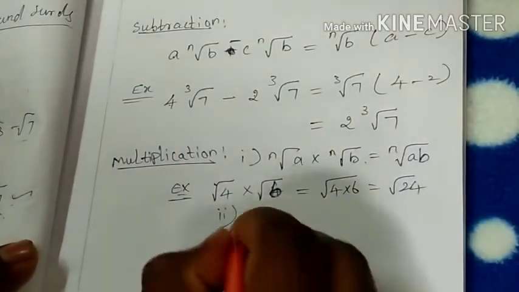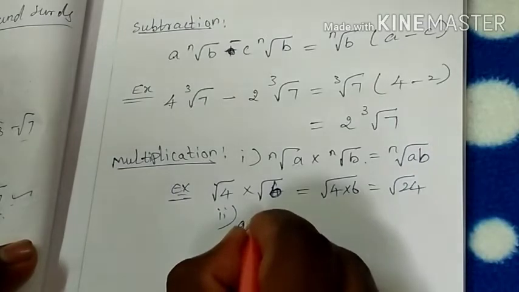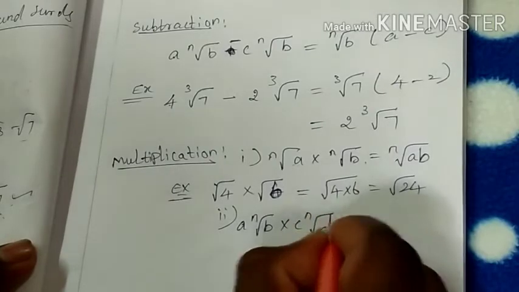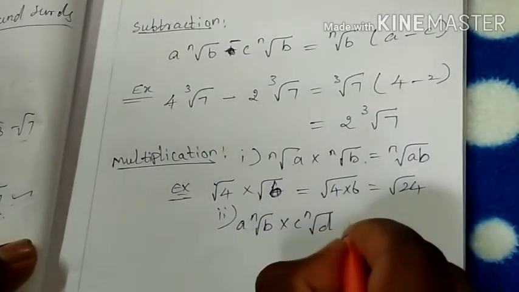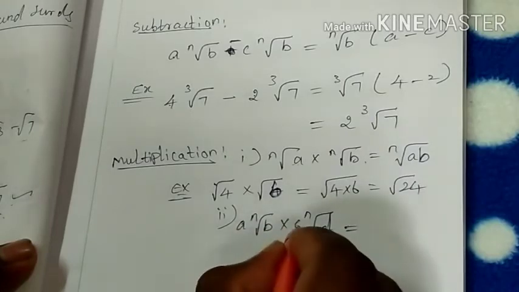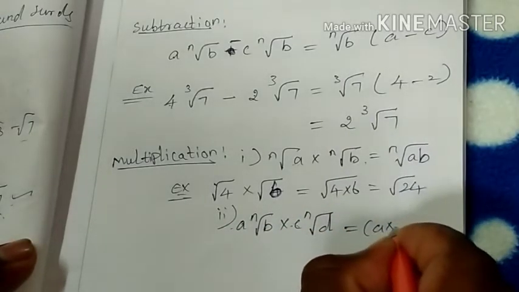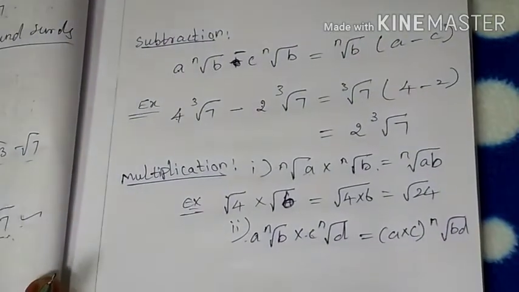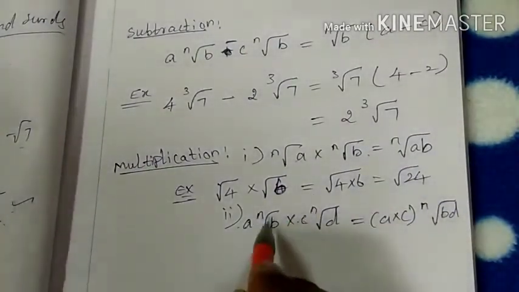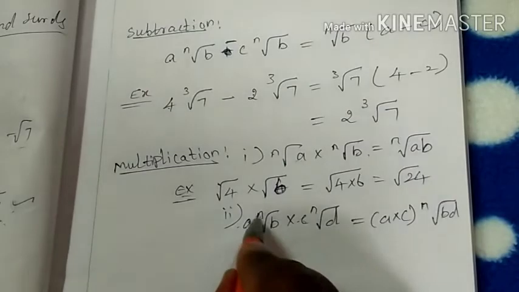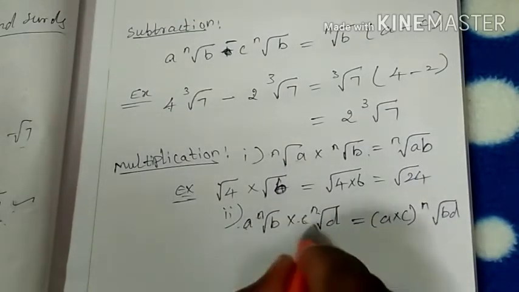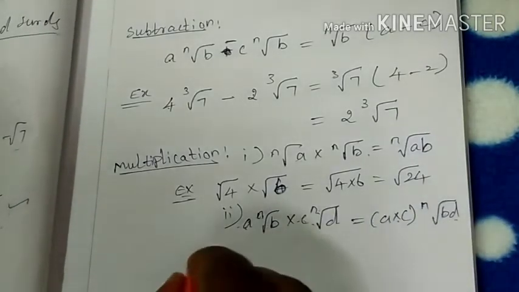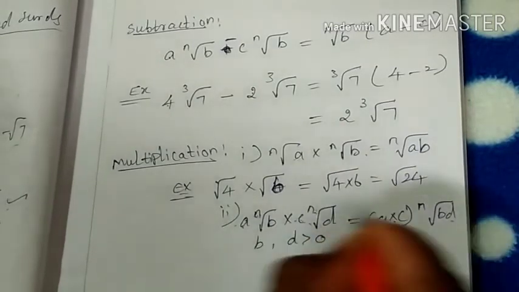Then the second property is the coefficient case: a into the nth root of b, times c into the nth root of d. The root values are equal, so we multiply the coefficients, a into c, that is ac, and the product of the values under the root, the nth root of bd, b into d. Have you understood? When the nth root values are equal, it means the product of the coefficients into the product of the surd values. That's all, where b and d are greater than 0.